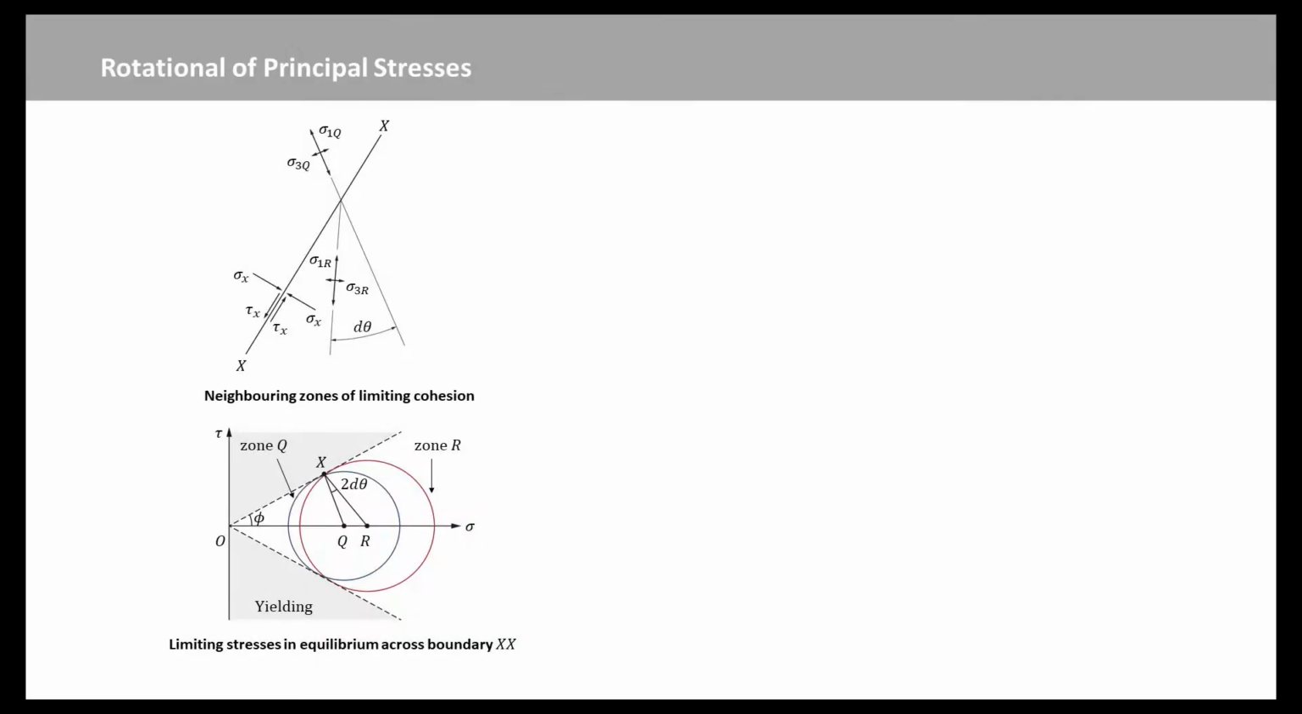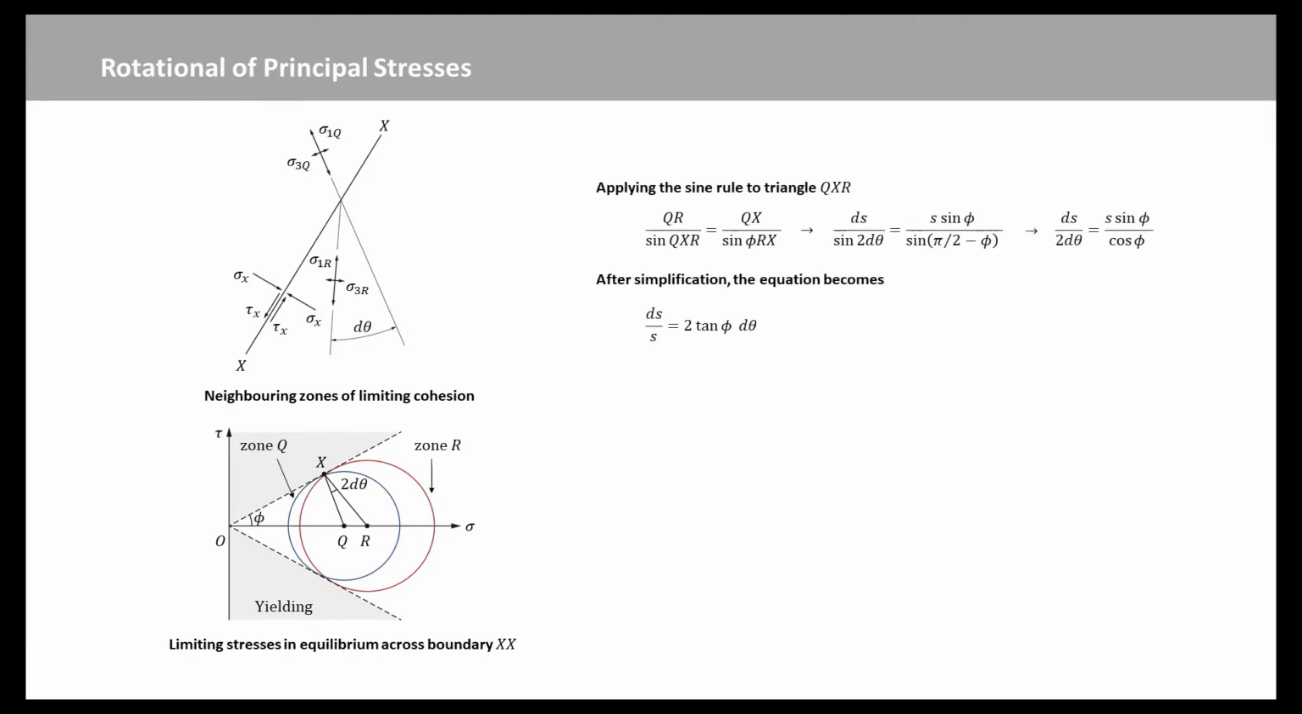This figure shows a discontinuity XX between two slightly different zones, Q and R. There is an infinitesimal rotation and shift of principal stresses across XX, but the discontinuity would not be stable unless the two zones shared a common boundary stress, sigma x, tau x, which must be a common point on their Mohr circles. Q and R mark the centers of the two Mohr circles, and the shift QR is the increase ds in the mean stress. Angles are doubled on the Mohr circle.